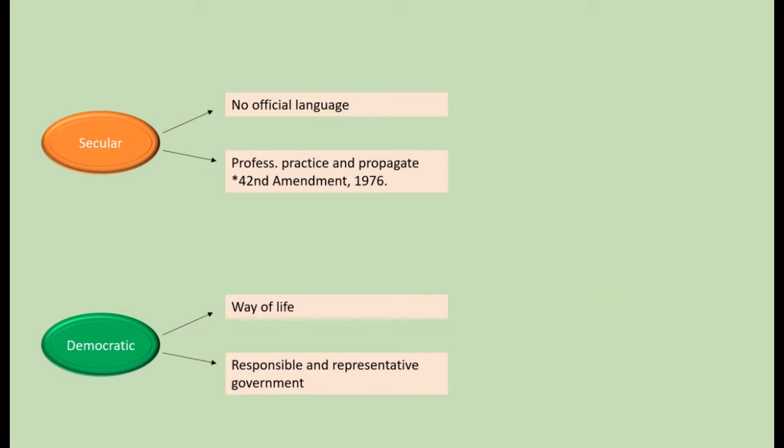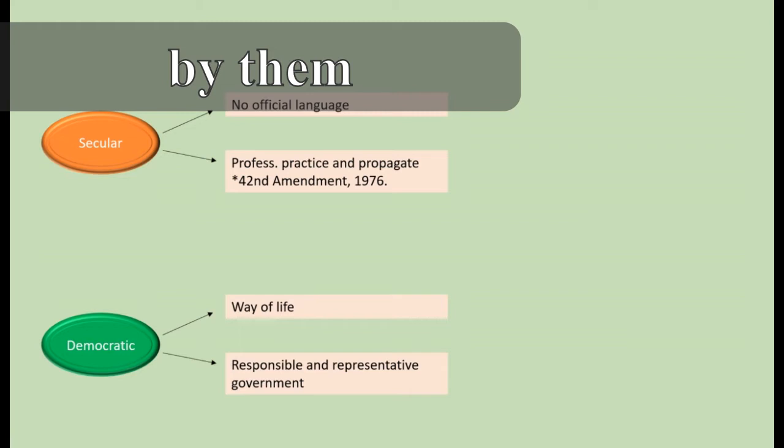Fourth, democratic. Many countries were gaining independence from colonial rule, and the framers felt that democracy could be ideal for our country. The framers felt that democracy needs to be a way of life, and this point becomes clearer as we go through the ideals in the preamble. Democracy also means that we have a representative government which is responsible and answerable to the people who have elected them to power.